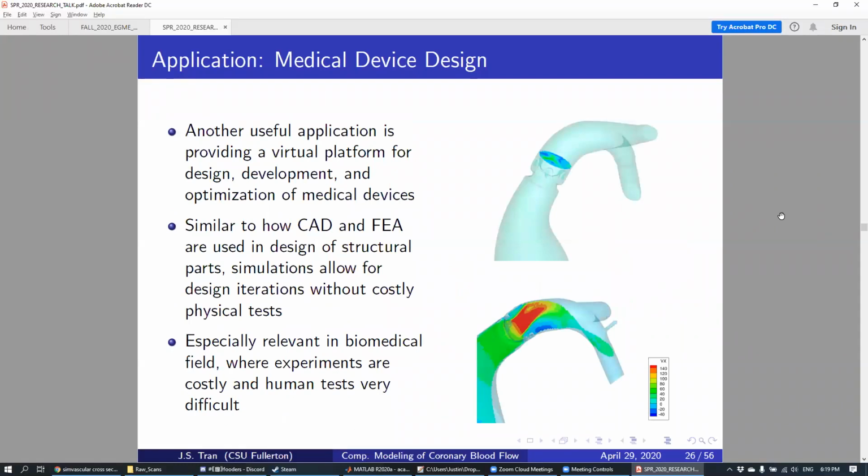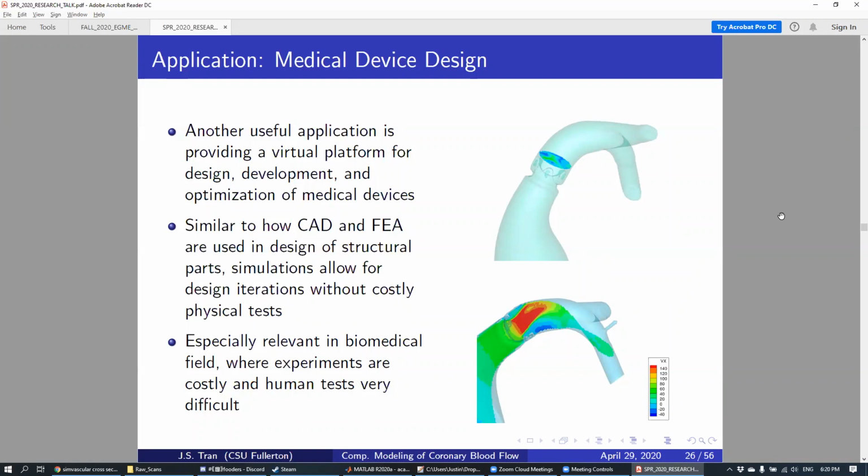Okay, and so the next common application area is in the design of medical devices. This is a very engineering kind of application. Just like we use CAD, like SolidWorks and ANSYS, to design our engineering structures or devices, we can use CFD to design medical devices in basically the same way. We can make CAD geometries for our medical devices of interest, and then run simulations on that to see how they perform, right?